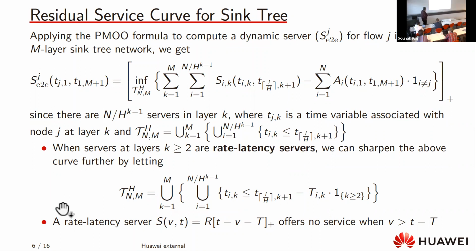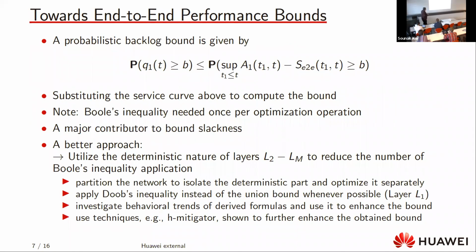Okay. Now, if we have rate-latency servers at layer 2, as we assumed for layers 2, 3, 4 upwards, we can sharpen this even further by subtracting the latency here. Since for a rate-latency server, there is no service offered for v greater than t minus uppercase T, for that latency, for that period. There is no service offered. So we can reduce the set even further by subtracting that. Now, so we have this.